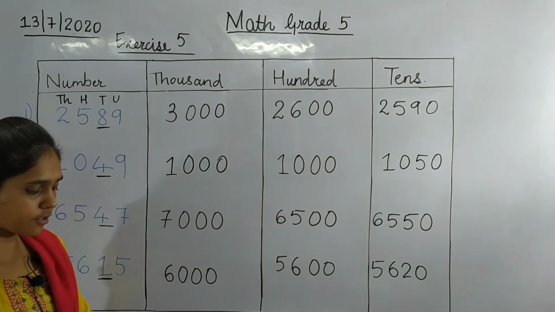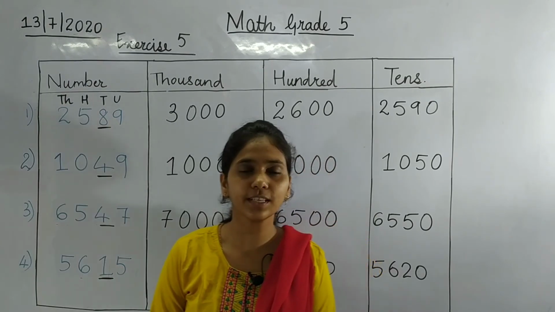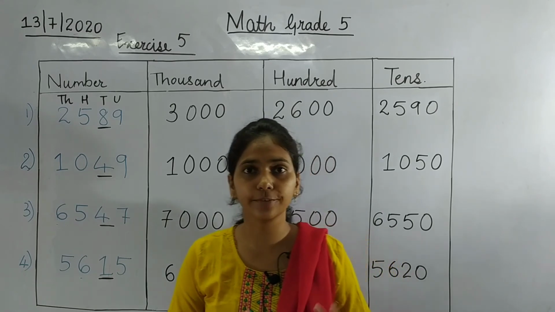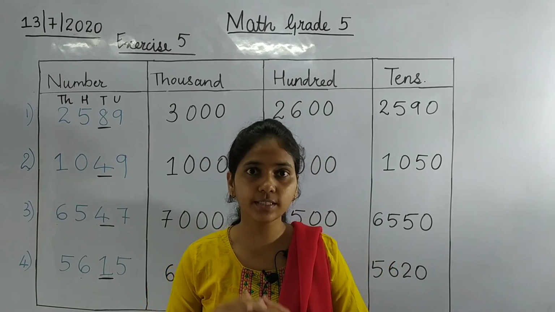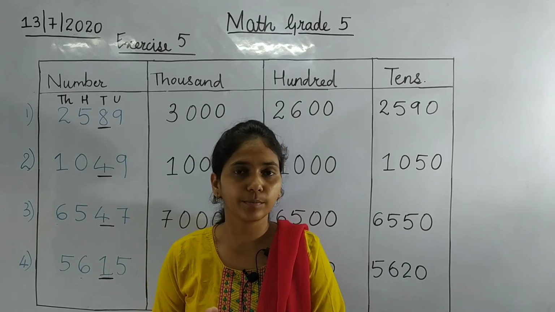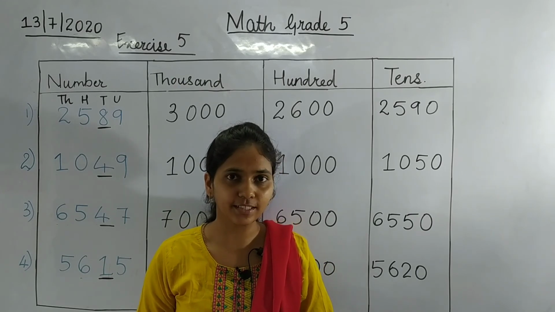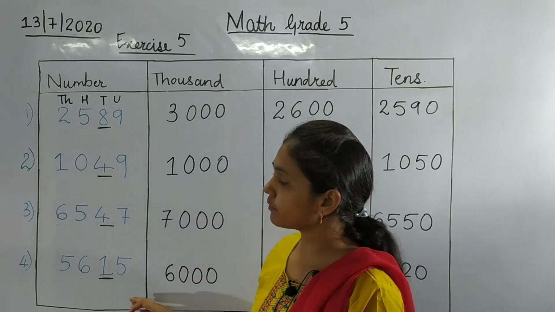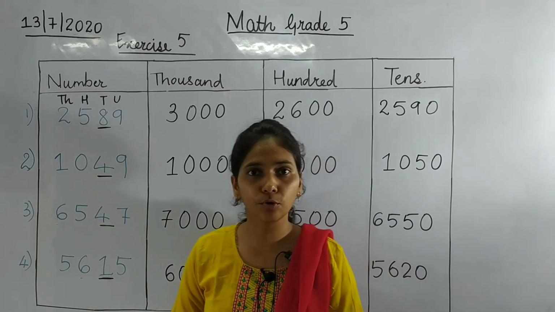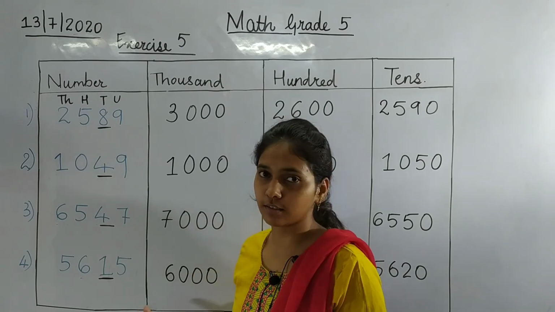So everyone has understood this till now? Okay, so everyone has understood what we did today. We have rounded off a given number to its thousands place, to its hundreds place and to its tens place. I hope everyone has understood today's lecture. Here I have solved only 4 examples, but in your notes, I will give you more solved examples, so that you can have more practice with these kinds of sums.